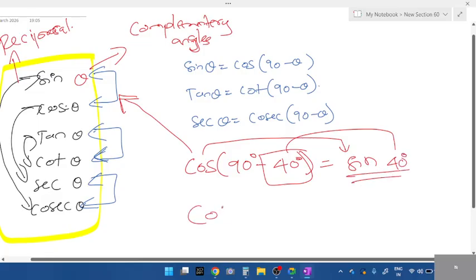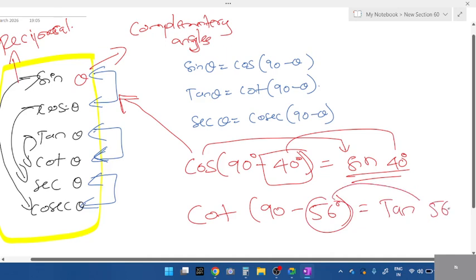Okay, I'll give you one more question. Cot 90 minus 56 degree. What is cot 90 minus 56? Very good. Tan, just be this, tan 56. I'll prove it.